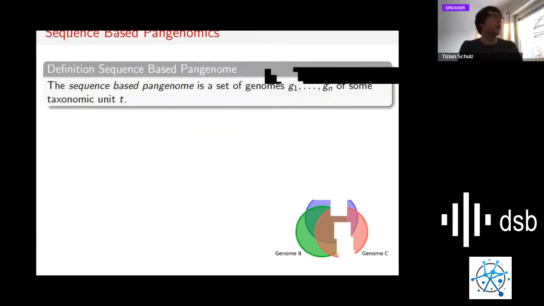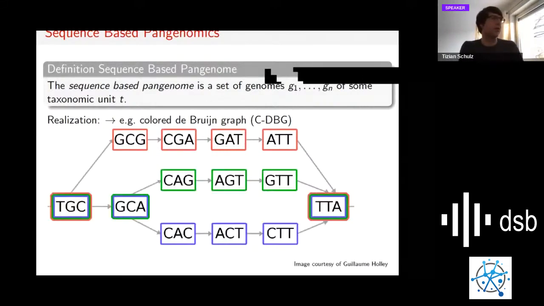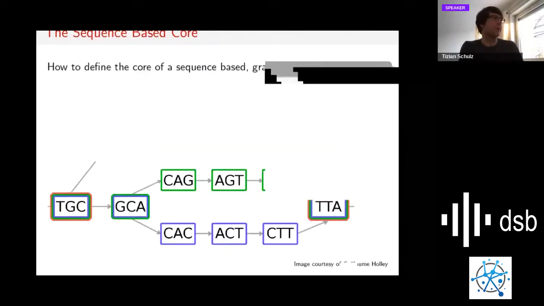Therefore, one could move to the sequence-based pangenome. The sequence-based pangenome is simply the set of all the individual genomes, so all the sequences. And how to realize this? Well, for example, we could use a graphical representation, for example, a colored de Bruijn graph. But if we have such a graphical, sequence-based pangenome, how can we now define a core?